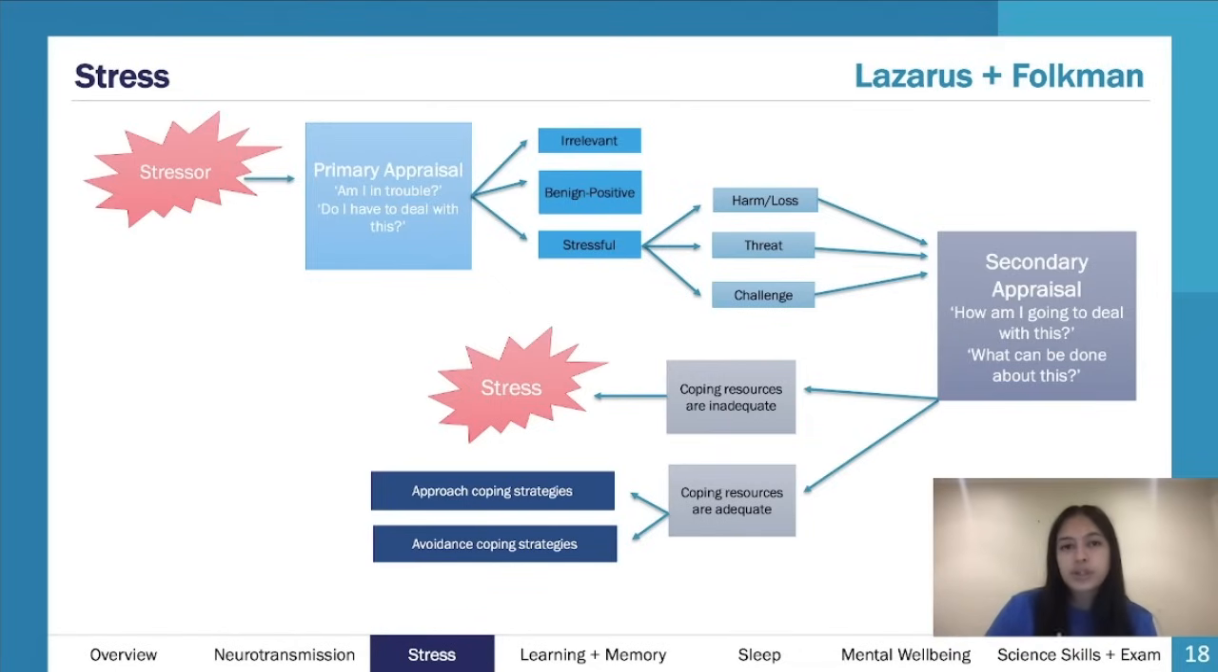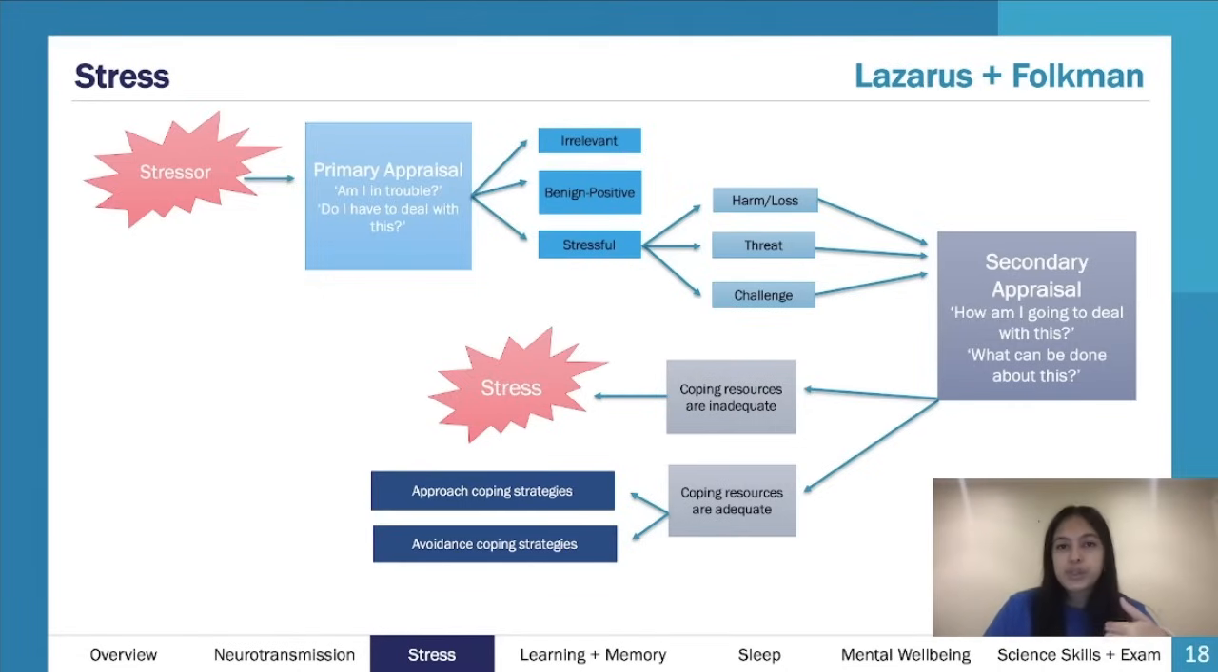In this idea of stress, you can also think about, is it something that's affected me in the past? It's harmed me or it's led to a loss, and that's why it's stressful. Or is it something that could be stressful in the future? It poses a threat to me in the future. Or the third one, the more positive one: do I see it as a challenge? Is this something that I can learn and grow from? Although it still is stressful, you just perceive it in more of an "I can do this" sort of way. So you go to your secondary appraisal.